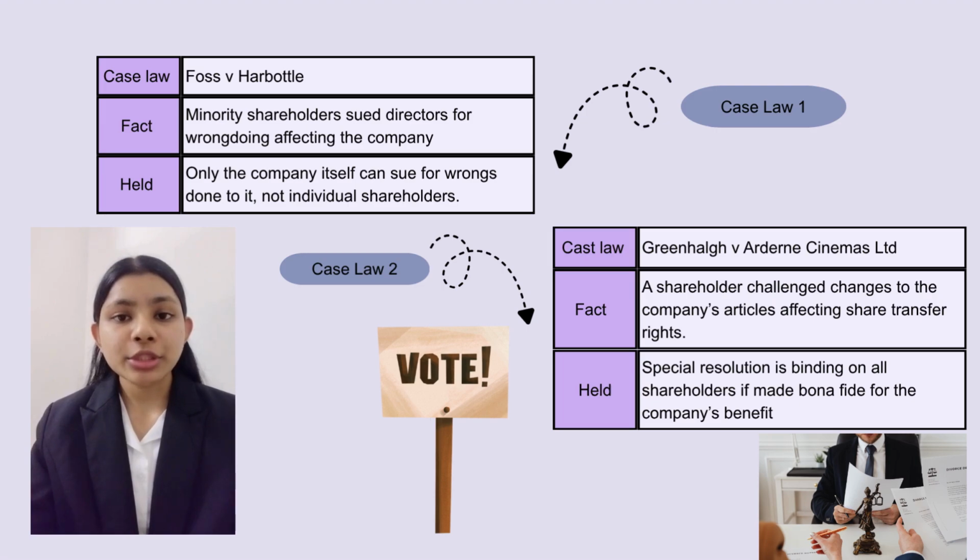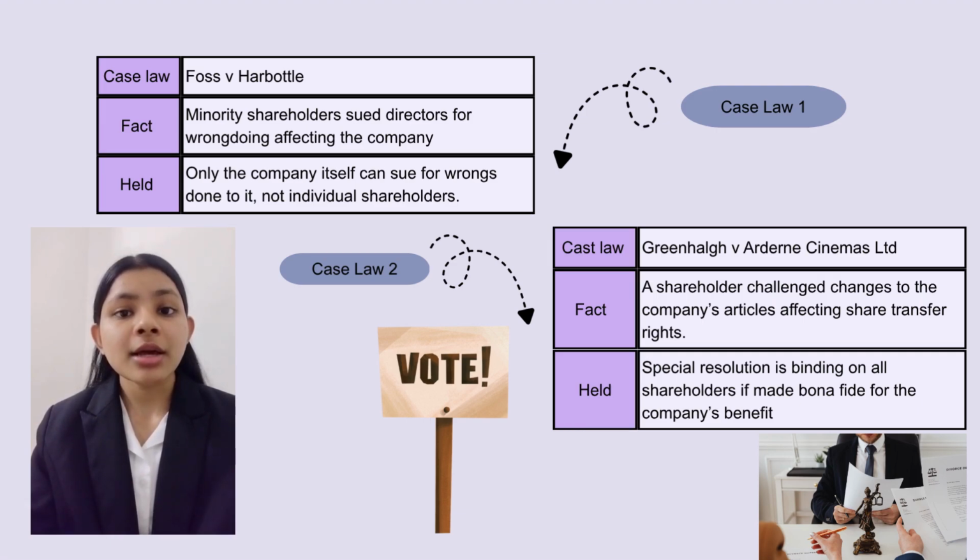Now, I will continue presenting about two relevant cases of special resolution. Both cases are important in company law. Foss v Harbottle limits minority shareholders from suing, while Greenhalgh confirmed that majority decisions are binding.